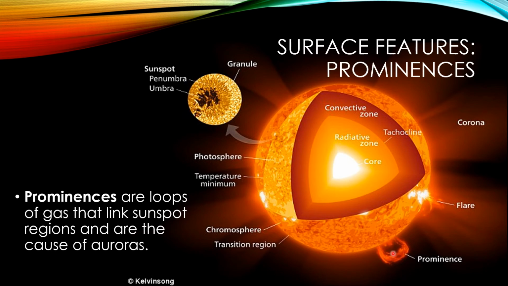We have our prominences. These are loops of gas that link sunspot regions and are the cause of our auroras. If you've ever been towards the North Pole or towards the South Pole, you've seen the auroras in the night sky. That is the solar winds coming up off of prominences that interact with our electromagnetic field and cause lights in the night sky.